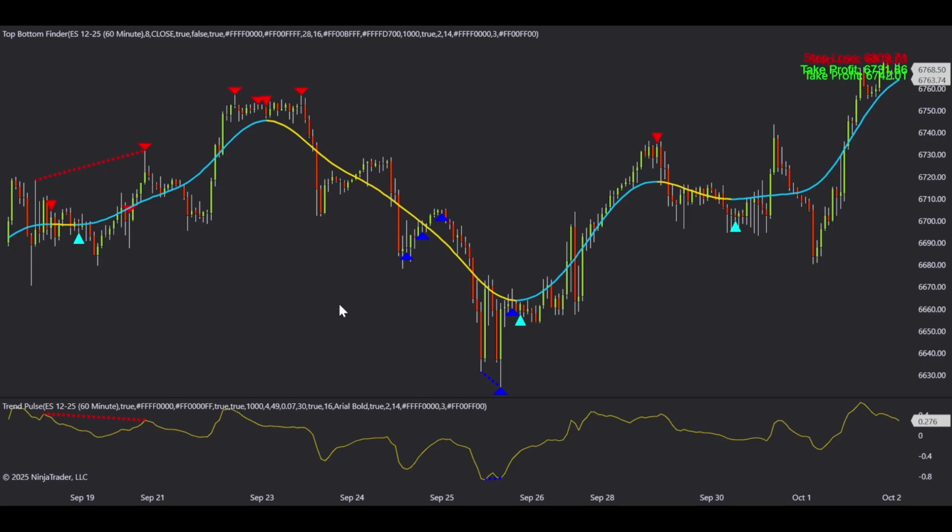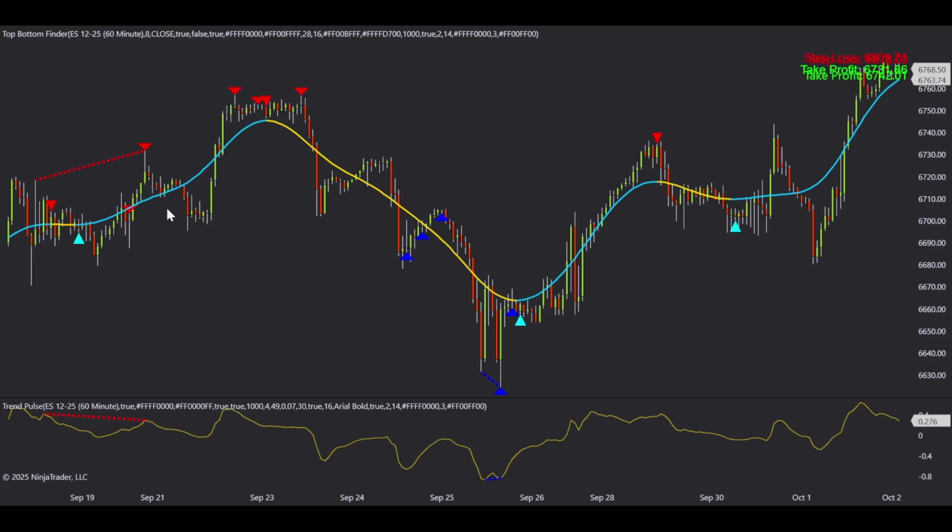But now here I'm going to go into another indicator that I think works even better than the parabolic would. And that is the top bottom finder by Indicator Vault as well. Here we are on the ES 60-minute chart. What this does, as the name suggests, is it is perfect for finding actual tops and bottoms in the market, not just for entries, but even exits, which we'll get into in a minute.